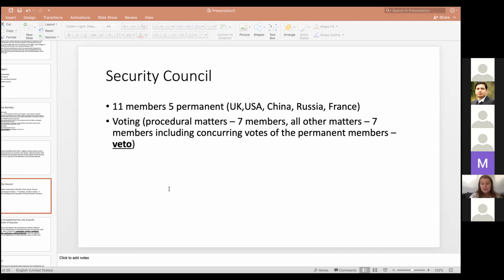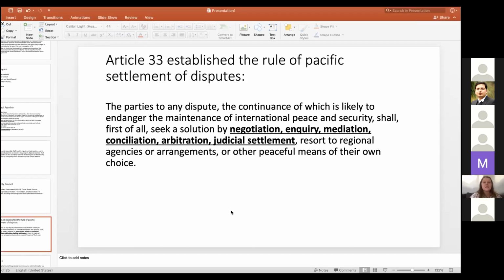Now we have another extremely important article, Article 33, which established the rule of pacific settlement of disputes. Article 33 states that the parties to any dispute, the continuance of which is likely to endanger the maintenance of international peace and security, shall first of all seek a solution by negotiation, inquiry, mediation, conciliation, arbitration, judicial settlement, resort to regional agencies or arrangements, or other peaceful means of their own choice.